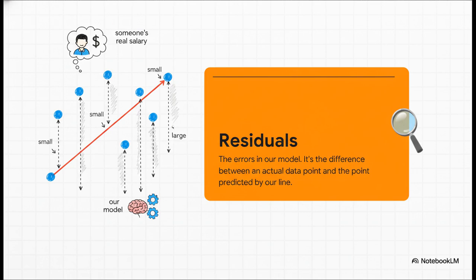Okay, so imagine each data point is a person's actual salary. The residual is just the vertical distance between that actual point and the point where our line predicted their salary would be. Every single data point has one. These are all the tiny individual mistakes our model is making.